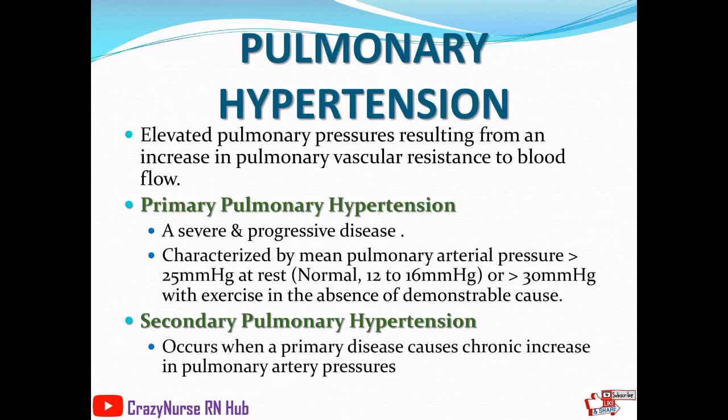The other one is secondary pulmonary hypertension. It occurs when a primary disease causes a chronic increase in pulmonary artery pressure.